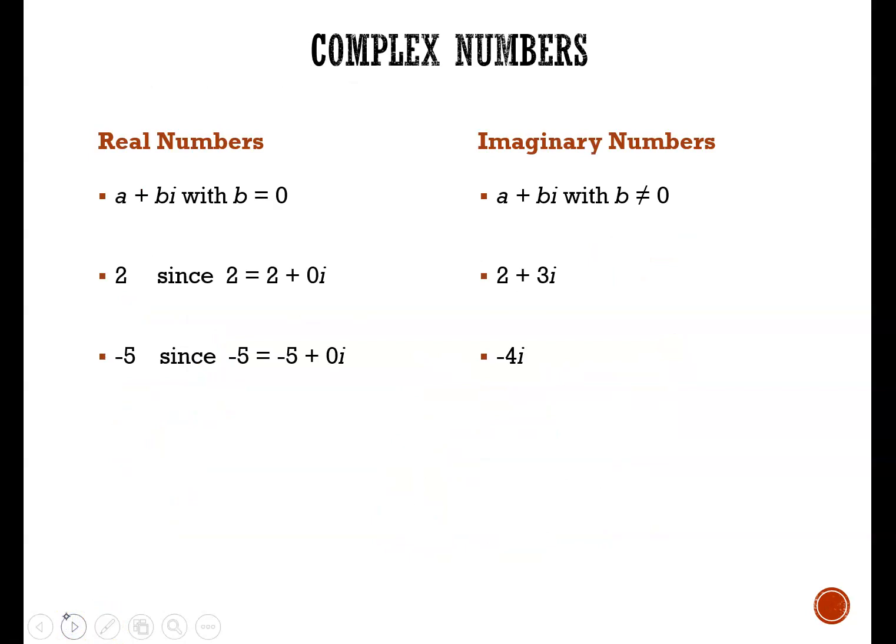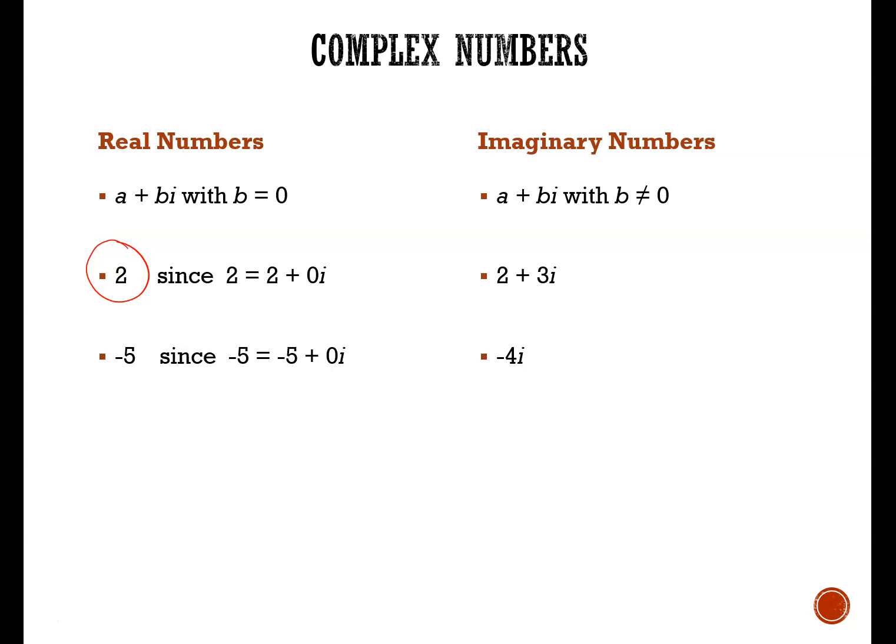The complex numbers is a very big set of numbers. It includes real numbers and imaginary numbers. So on this slide, let's look at the left column first. If we have a number that's in the form of a plus bi, but b is 0, so you don't see the i term, you may just have a number like 2. 2 is actually a complex number because it could be written as 2 plus 0i.